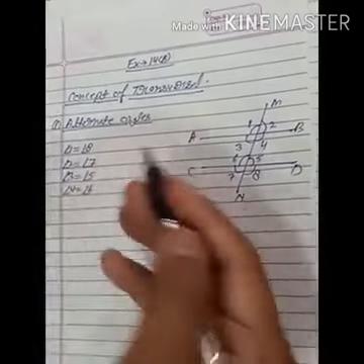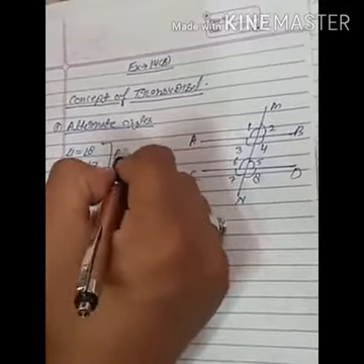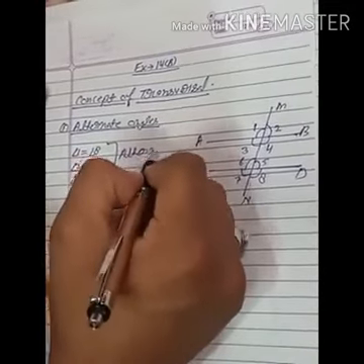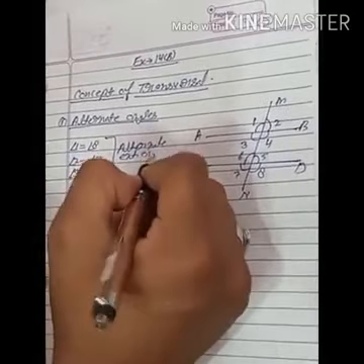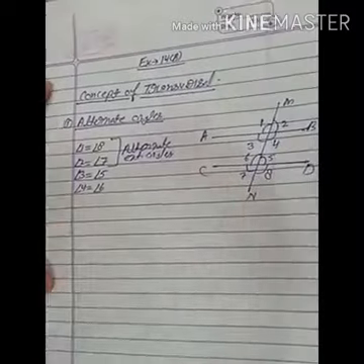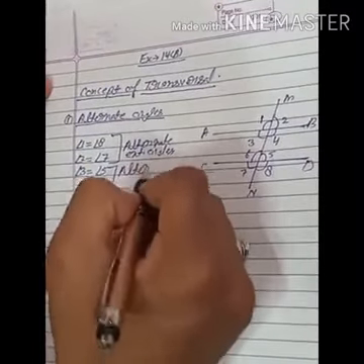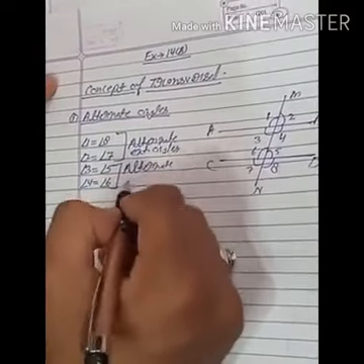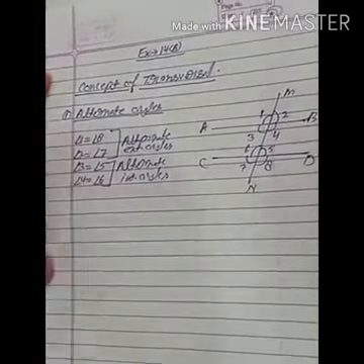And one more subdivision of alternate angles. They are alternate exterior angles. You can see they are exterior on this side. And they are alternate interior angles. So it means alternate angles are equal.